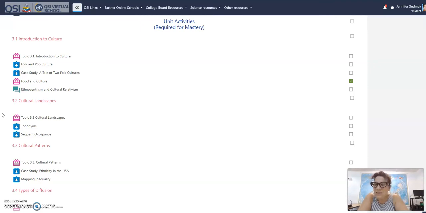And then you're going to get into cultural patterns, and this is where we will take a look at the United States particularly as it relates to the different ethnic groups that exist there, and as it relates to inequality that exists as a result of ethnic and racial divisions. So your goal for this week, again, is to do 3.1, 3.2, and 3.3.